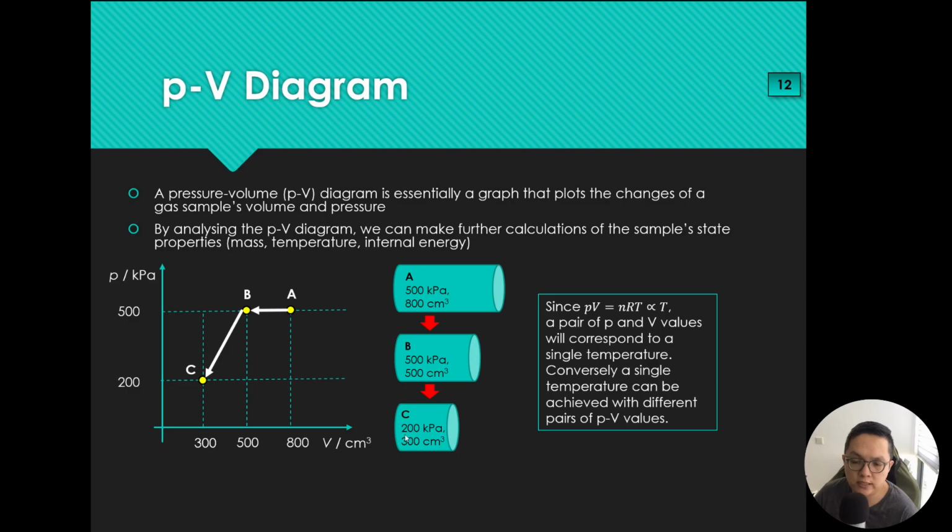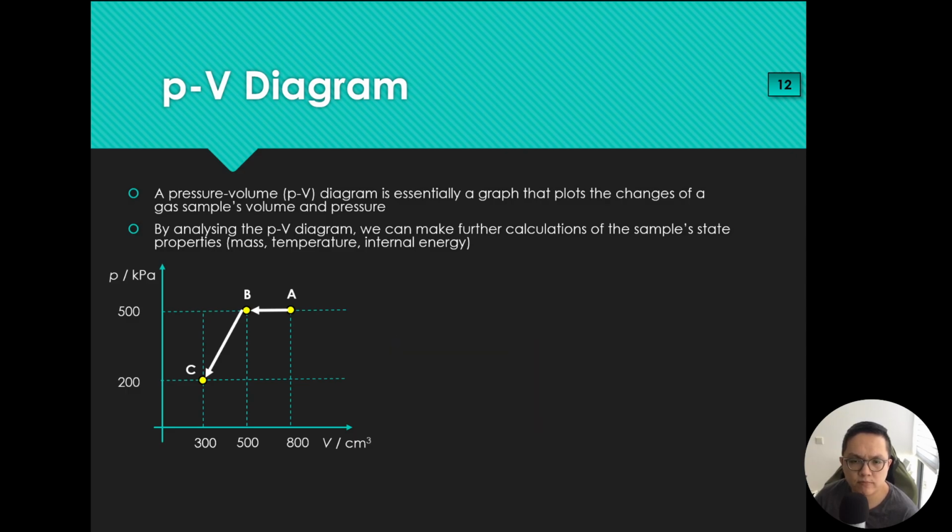And this 200, 300, I can get the same temperature at 100 and 600. It will work as well. So this is useful. Later we can see what we call isothermal changes. Okay, let's move on.